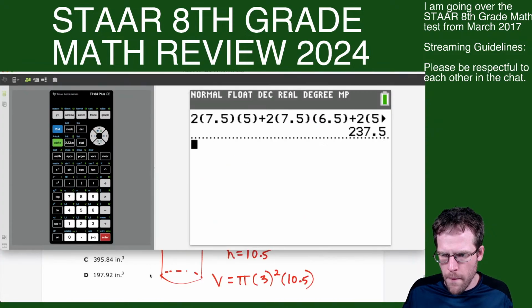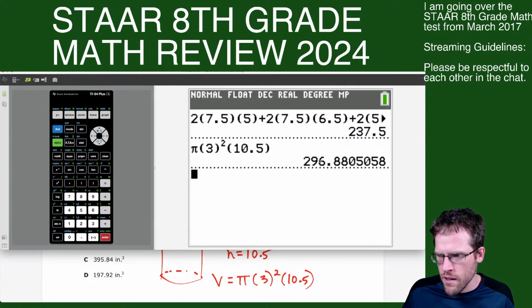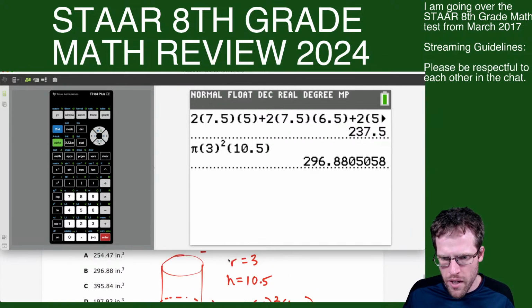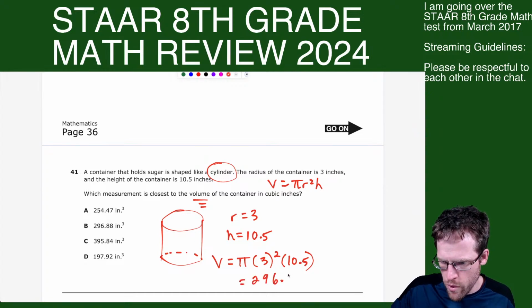So here we go. We have pi as second and the up arrow here. Then we have 3 squared, which if you just know that's 9, then great. You could just start plugging in, but the calculator will do all of that for us. So I just like to use parentheses for multiply. And we get 296.88. All right, so 296.88 is going to match up with choice B. Okay, so choice B.